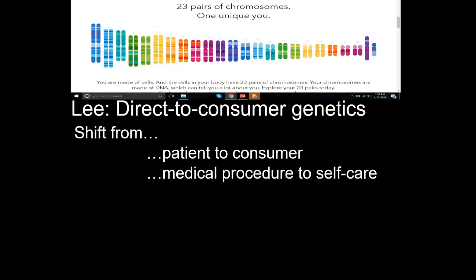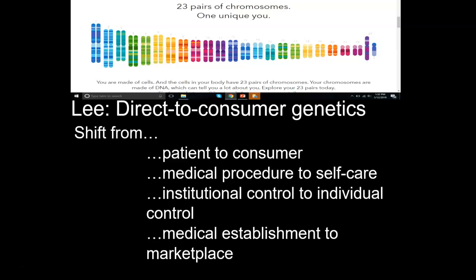Likewise, it's a move from something like this being considered a medical procedure to it being considered self-care, right? It's part of what you do to maintain your own wellness, but it's on you. It's also shifting that responsibility, from institutional control, such as the medical establishment, going to a clinic, seeing your doctor, going to a hospital, to individual control, and also from the medical establishment to the marketplace. So again, something that used to be a transaction or an exchange between a patient and doctor is now an exchange between a consumer and a corporation.